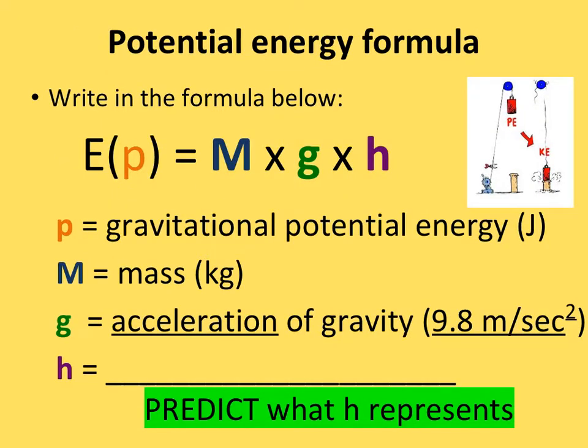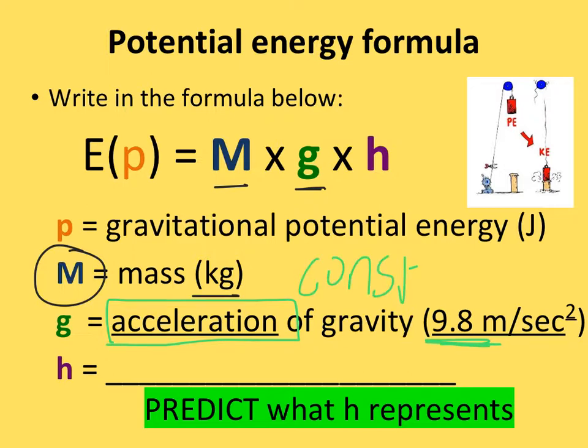So we are able to calculate potential energy using a formula. And this formula is a little bit simpler than our kinetic formula. There's no squares involved in this one. It's just three things multiplied together. So we have m, which should look familiar from our previous video, which is mass in kilograms. We have g, and this is the one that's going to be a little bit different. g is the acceleration of gravity, which is a constant, meaning it doesn't change.